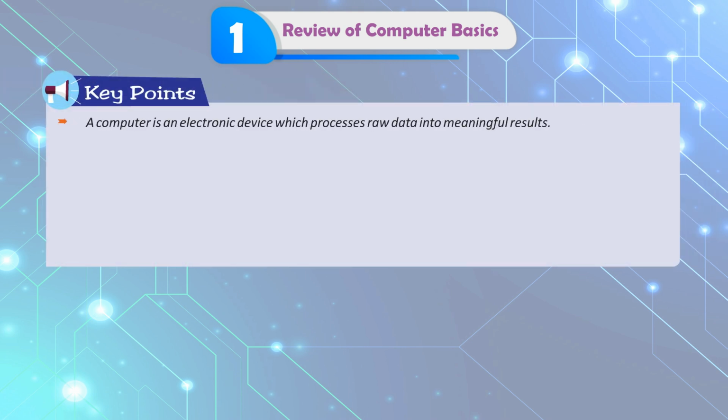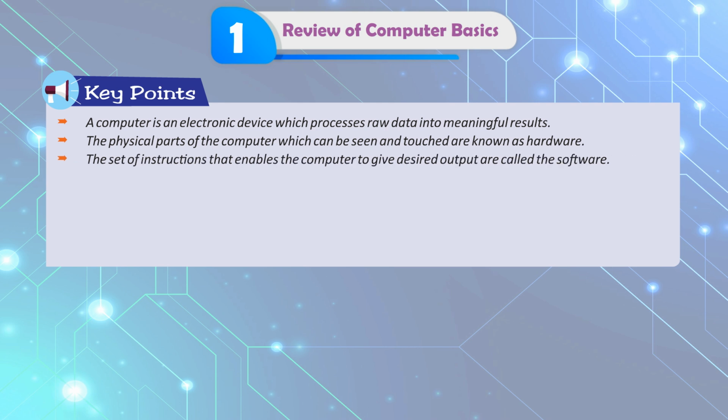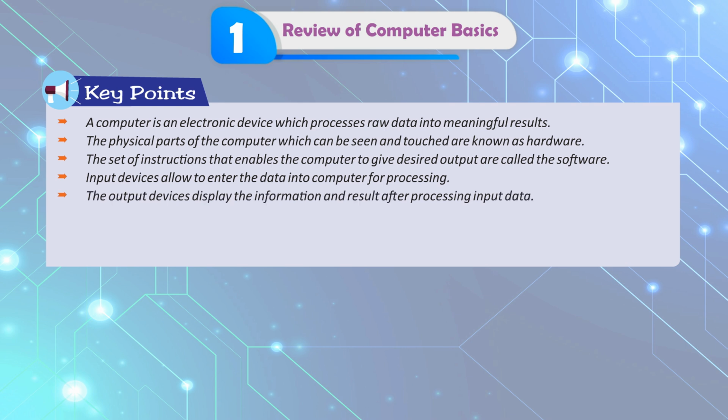Key points. A computer is an electronic device which processes raw data into meaningful results. The physical parts of the computer, which can be seen and touched, are known as hardware. The set of instructions that enables the computer to give desired output are called the software. Input devices allow us to enter the data into the computer for processing. The output devices display the information and result after processing input data.